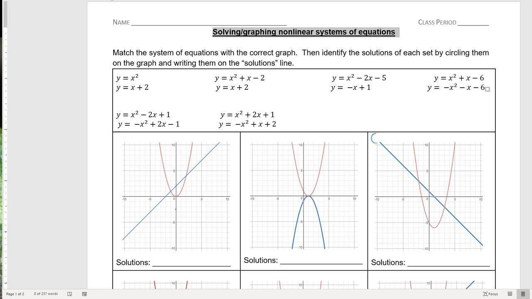Today we're going to be looking at solving and graphing nonlinear systems of equations. You need the paper that you picked up on the way into class, or you can copy the one from OneNote onto your own paper if you missed class. First, we're going to start out by matching these systems of equations with the correct graph, and then we'll identify the solutions and circle them on the graph.